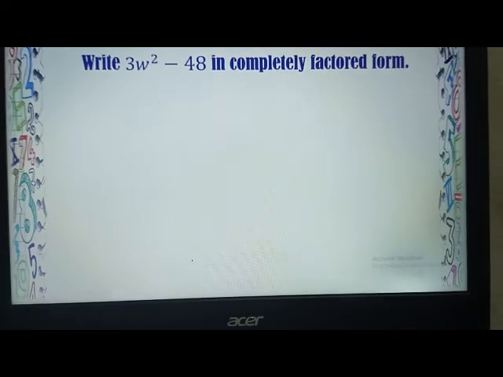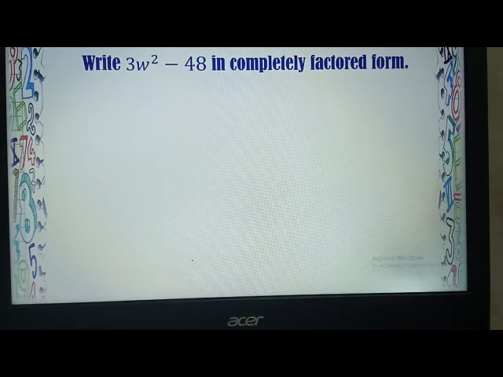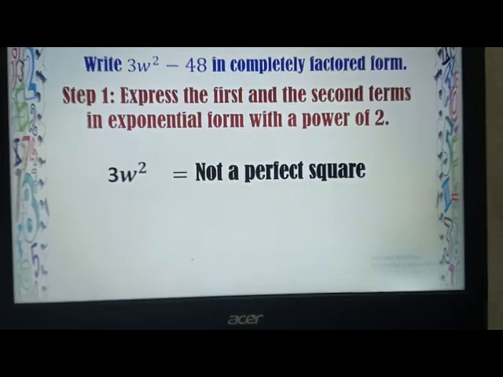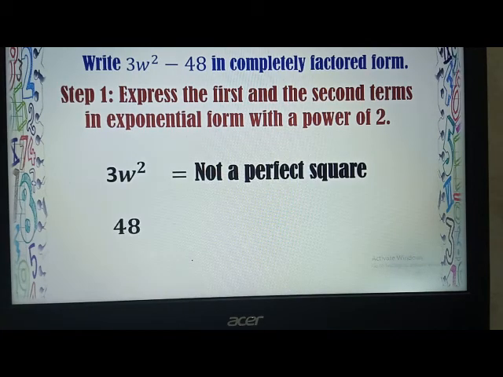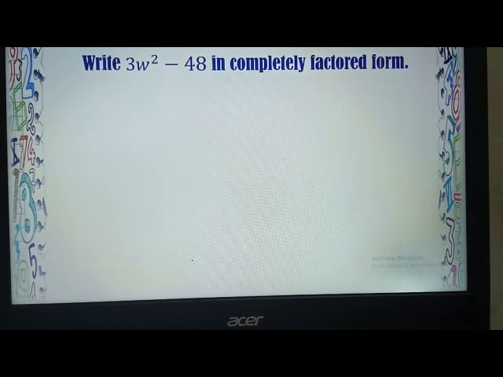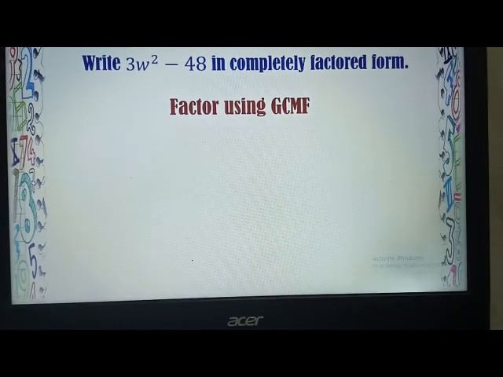Last example. Write 3w squared minus 48 in completely factored form. If you observe the given binomial, 3w squared, the numerical coefficient alone, 3, is not a perfect square. Also 48 is not a perfect square. So what should we do? Always remember that there is more than one factoring technique.